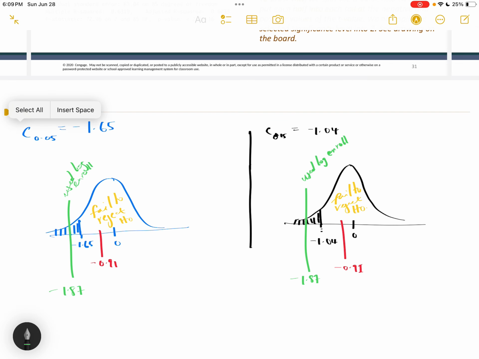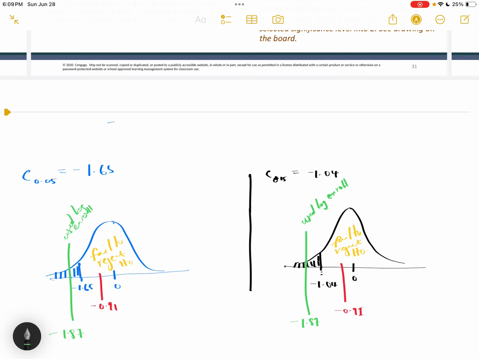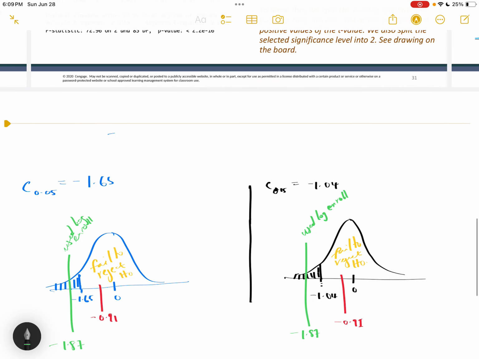Now, I can draw this for us. Let me draw it for us, right? So how about I put some space? Insert space.